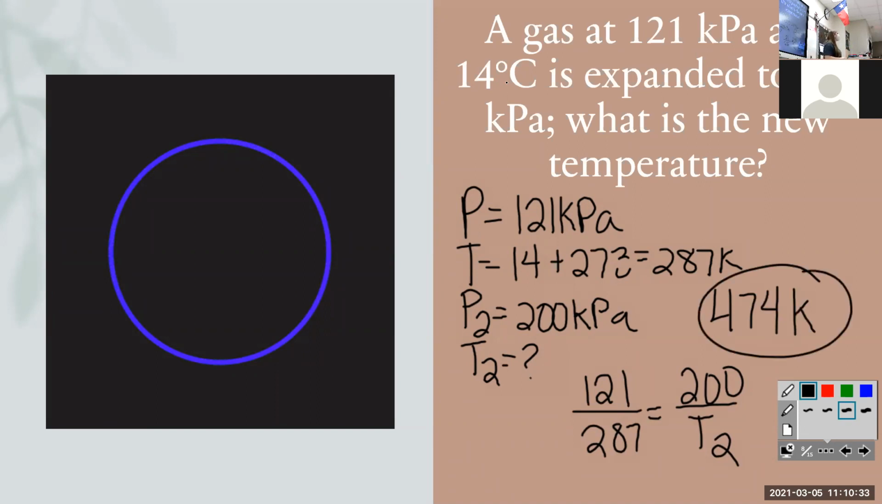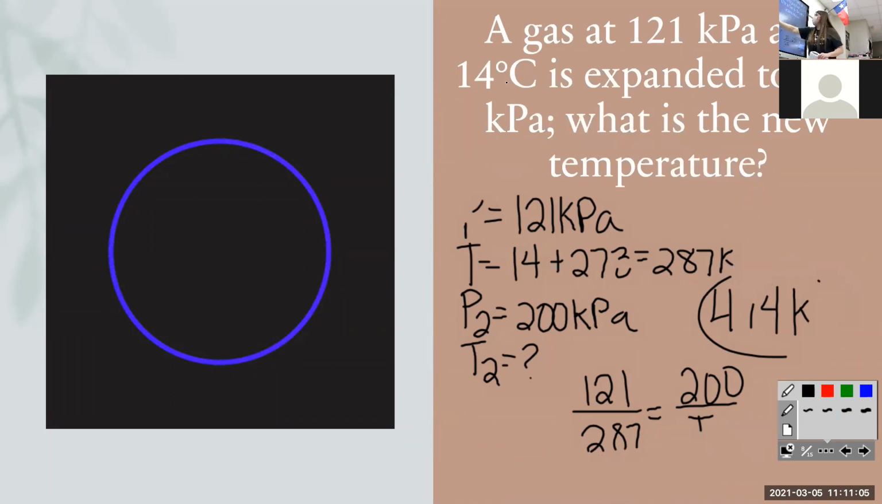You do not have to put it in Celsius unless I said, what is the temperature in Celsius? That's something I'd put in red to see if you read your question correctly, and that's something you might see. But if not, then you just leave it as Kelvin. You notice that the pressure increased and the temperature increased as well, not by quite double like the pressure, but pretty close. Everybody okay on getting this? All right.